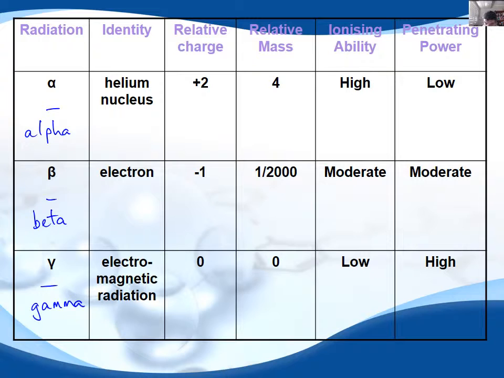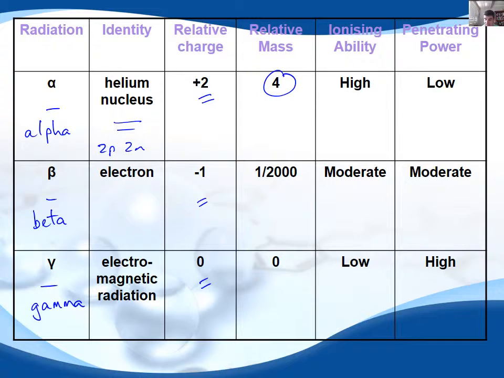The nature of each: the alpha looks like a helium nucleus with 2 protons and 2 neutrons. The beta particle is a high-speed electron, and the gamma ray is a ray of electromagnetic radiation. Because of the 2 protons, the alpha particle has a 2+ charge, the beta particle has a -1 charge, similar to an electron, and the gamma has no charge at all.